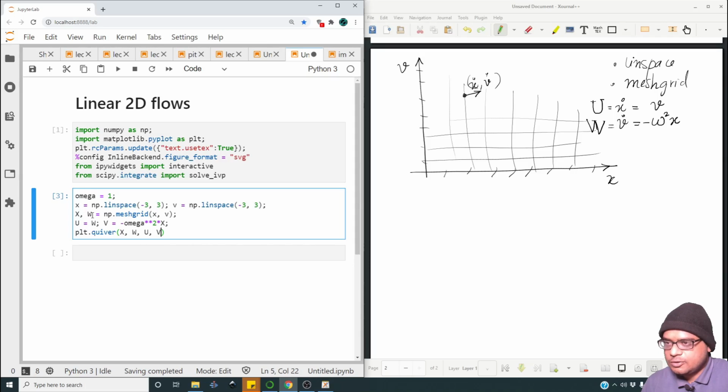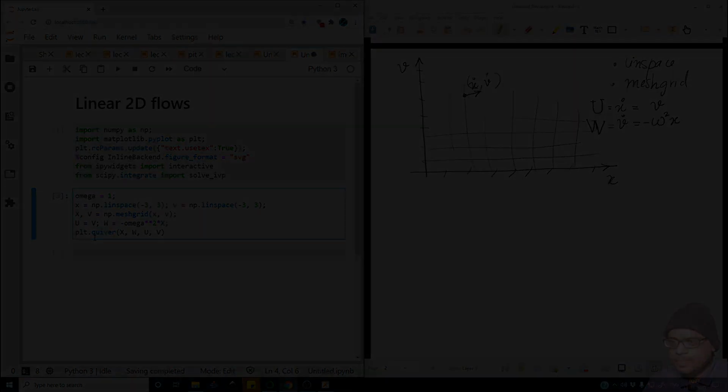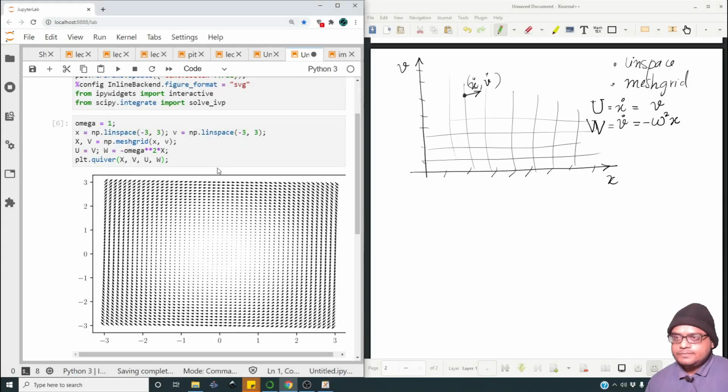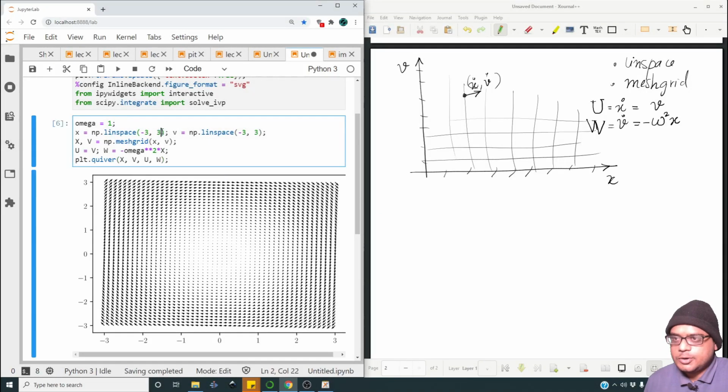I've messed it all up. As per the convention over here, this should be v and this should be w. Okay, so let's not confuse this anymore. I'm using the same convention that I've written in the notepad. So there's too many arrows for us to see what's going on. Let me reduce the density of arrows. Let me just take 20 points over here.